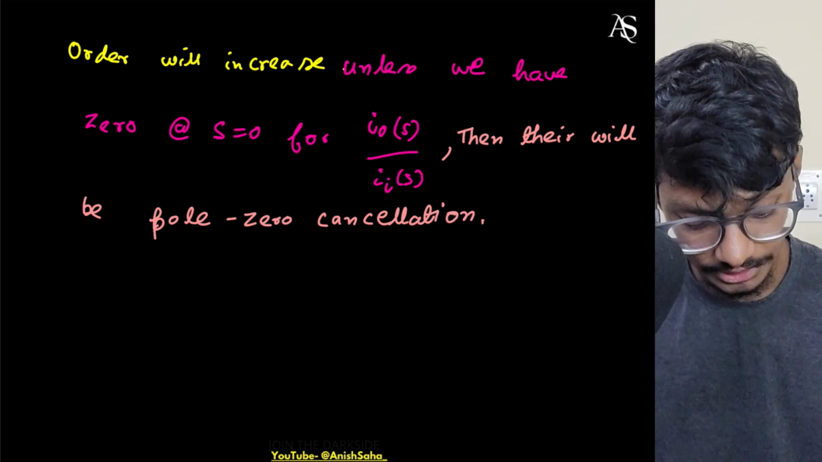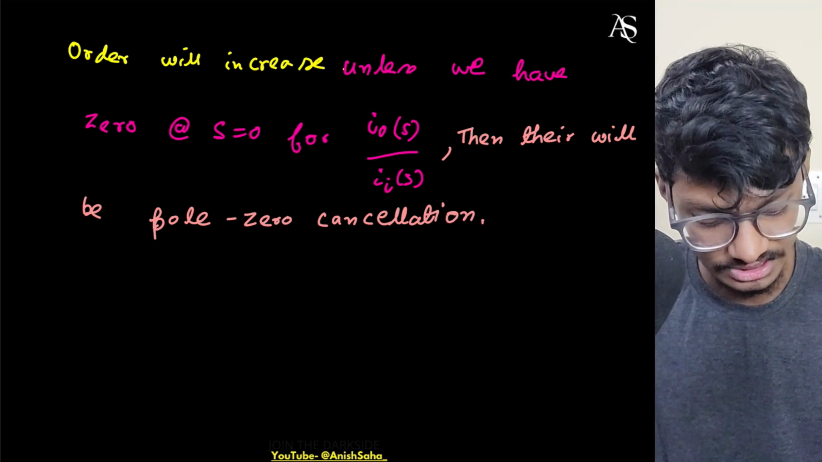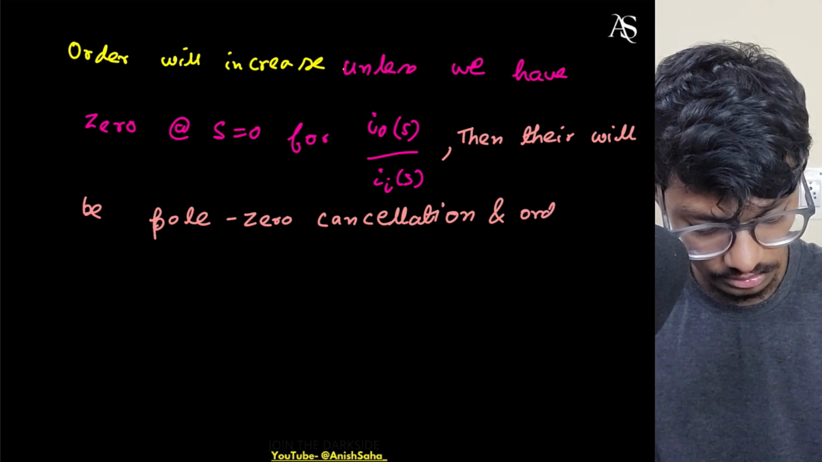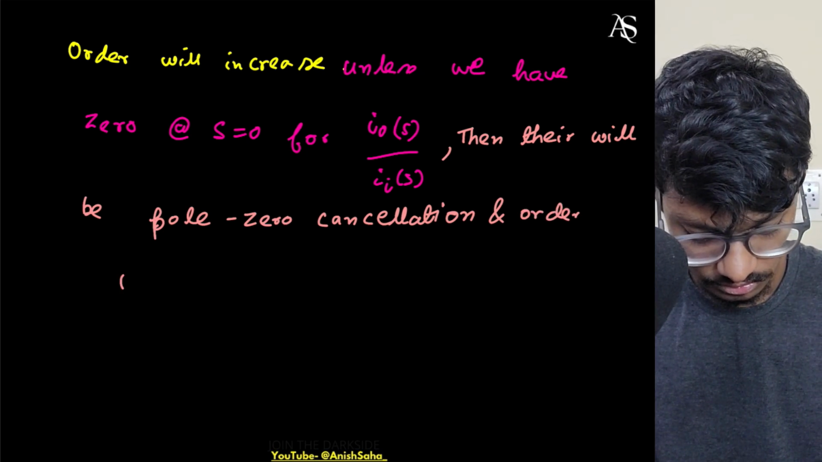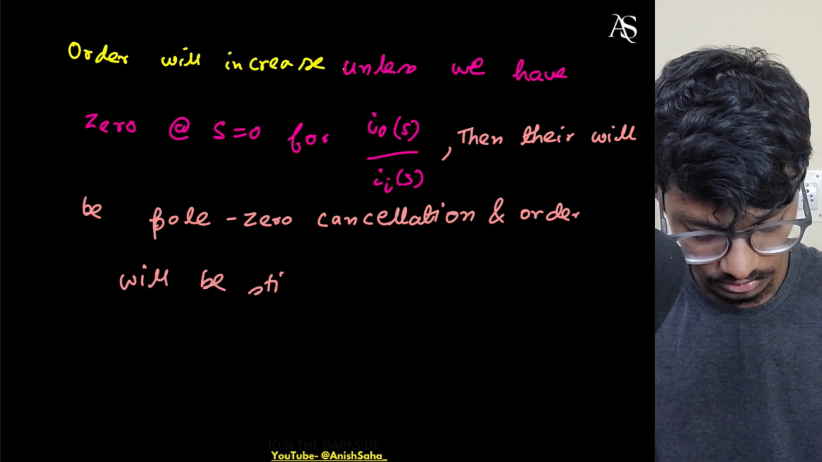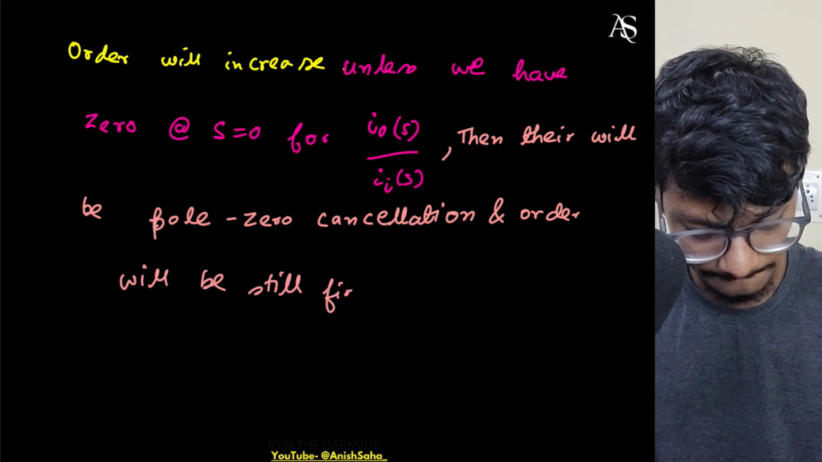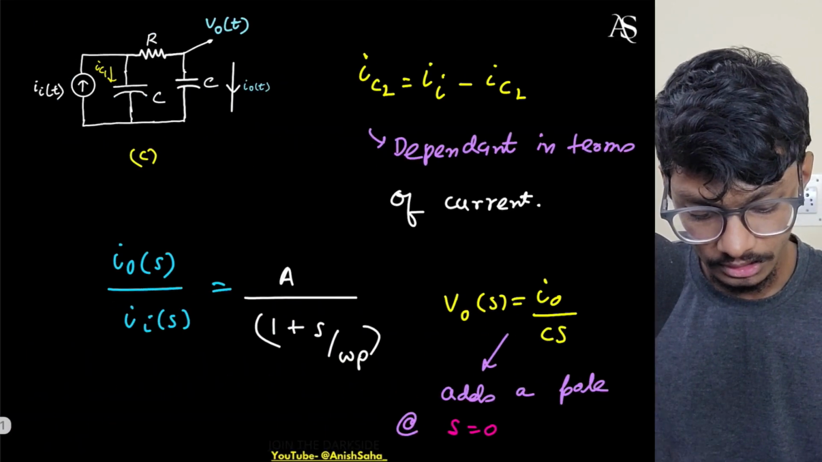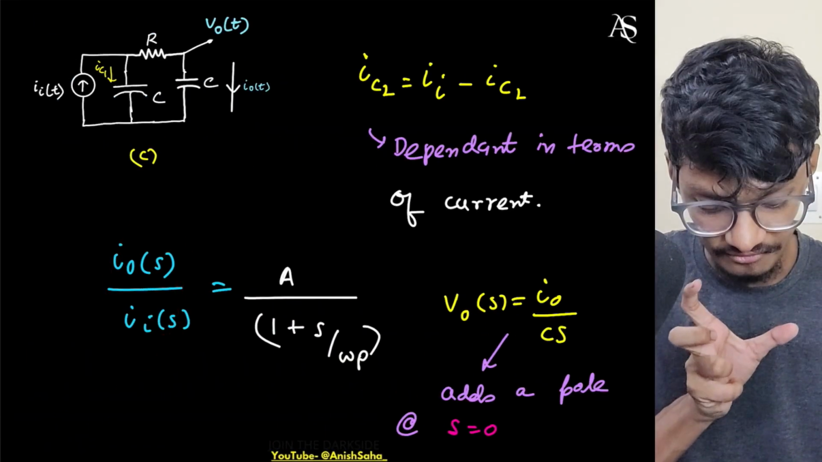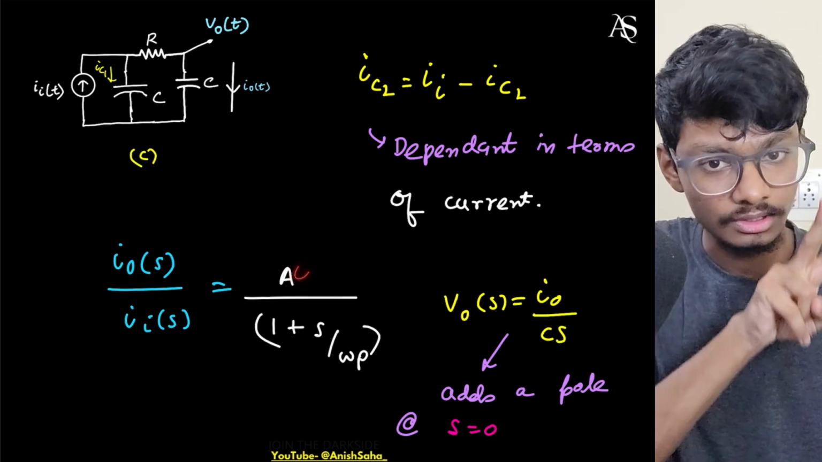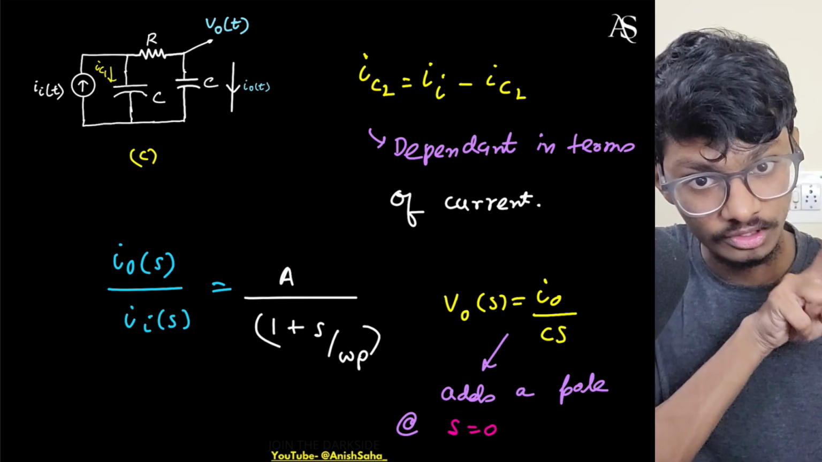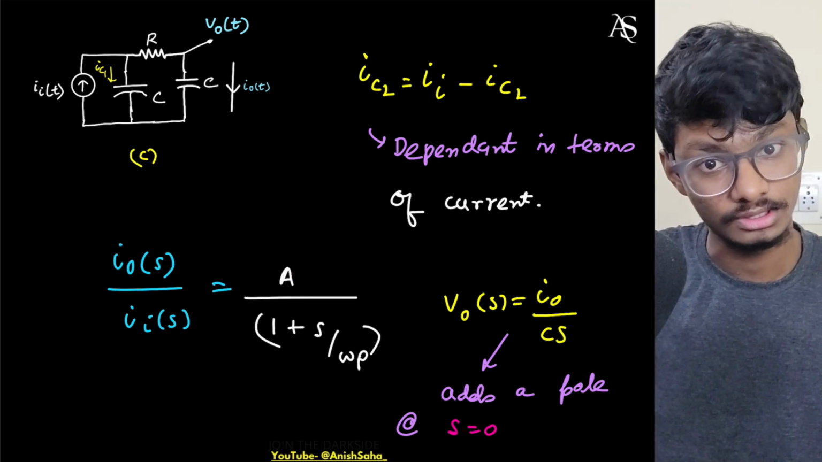Okay, then there will be positive cancellation and order will remain the same, and it will still be first order. Now one thing you have to remember for a practical circuit: if I am giving a current input and taking the current output as well, then obviously the number of poles will always be greater than or equal to the number of zeros. The number of zeros can never exceed.